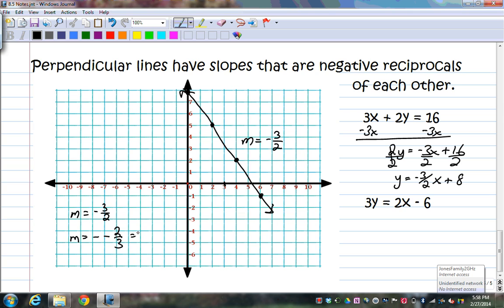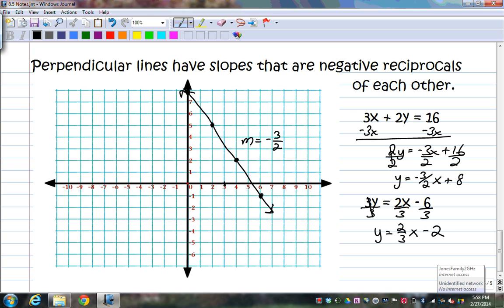2/3. Double negative means this would be a positive 2/3. Because it's the negative reciprocal. You can think of it as just the opposite sign. Okay, that's one way you can think of it. Flip the fraction, take the opposite sign. So, if we solve this one for y, you divide by 3, all terms, and y is equal to 2/3 x minus 2. And look, that is exactly what we expected it to be.